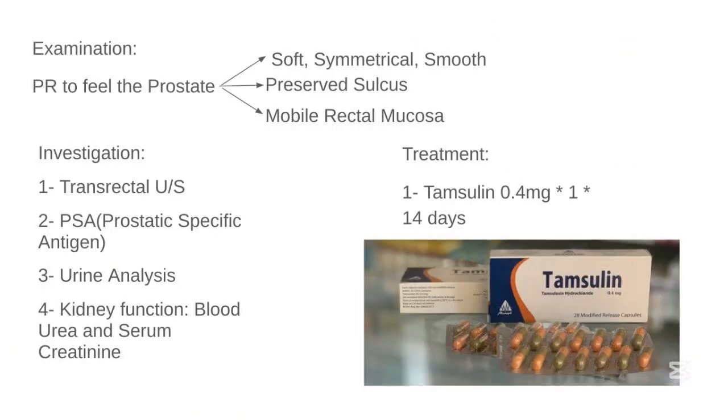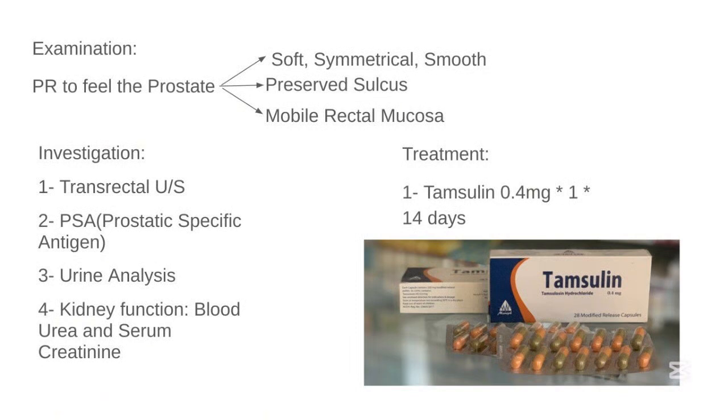A focused clinical examination is essential to evaluate BPH. We use digital rectal examination, where the prostate is palpated through the rectal wall. In BPH, the prostate feels soft, symmetrical, smooth, with a preserved central sulcus. If the prostate is hard, irregular, or asymmetric, prostate cancer must be ruled out.